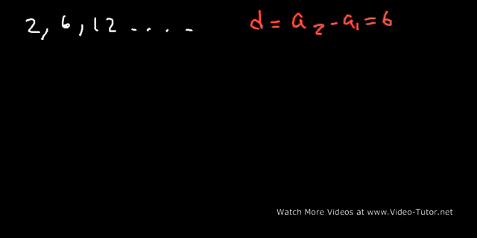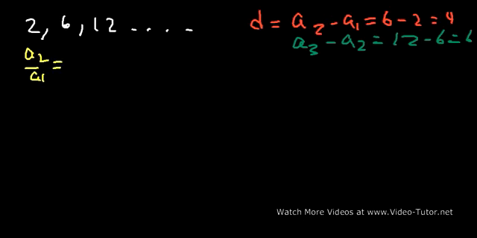Now, here's our second problem: 2, 6, 12, dot, dot, dot. Notice that this is not an arithmetic sequence. If we look for the common difference, if we subtract the first term from the second term, 6 minus 2 is 4. It is not the same as the third term minus the second, because 12 minus 6 is 6. So therefore, this is not an arithmetic sequence. Now, if we divide the second term by the first, we can see that 6 divided by 2 is 3.